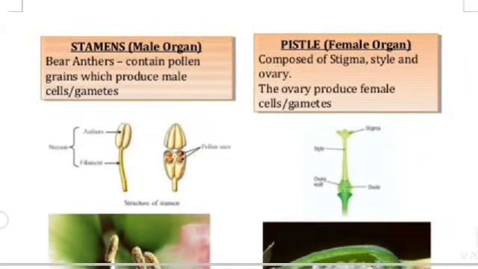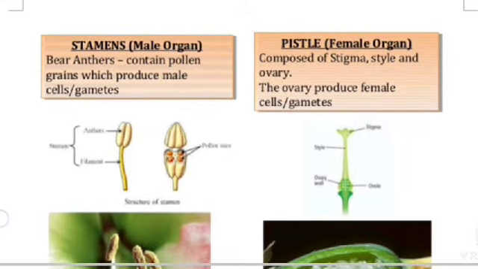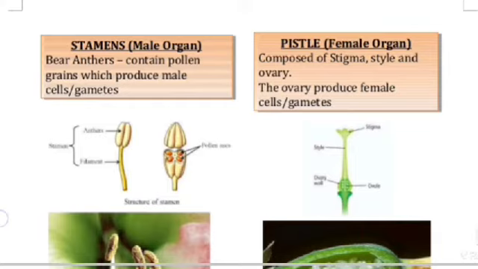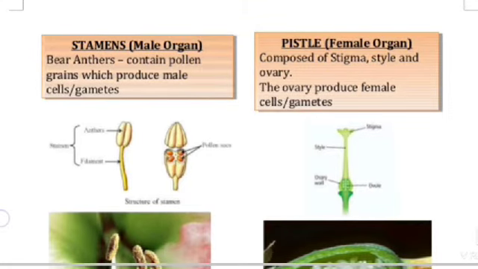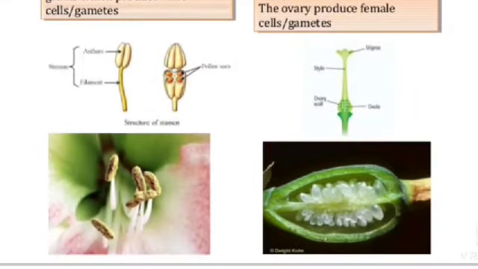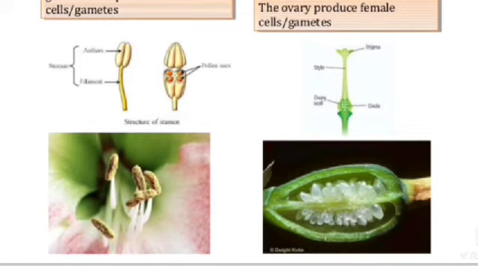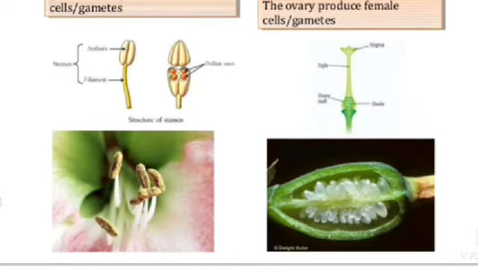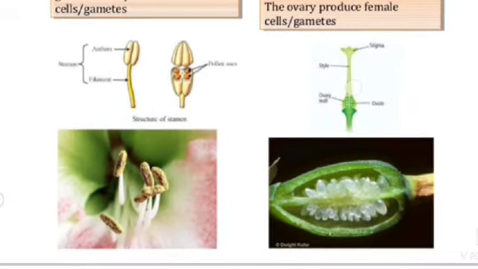Stamens, the male organ; pistil, the female organ. Stamen bears the anther containing pollen grains, which produce the male cell or male gamete. The pistil is composed of a stigma, style and ovary. The ovary produces the female cell or gametes. See the picture: the male reproductive organs, the filament and anther with pollen inside. And the female part: the stigma, style and ovary with ovules inside, as presented.